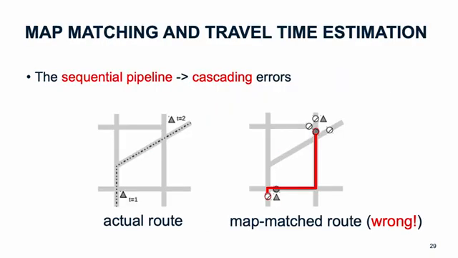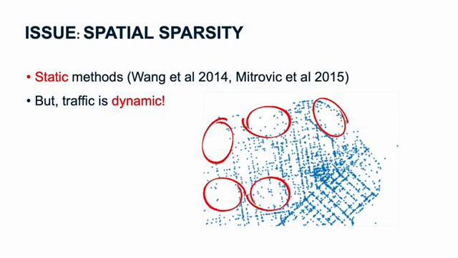Now, if you combine these two together, we can reconstruct the traffic. However, there is a problem. If the map matching algorithm produces the wrong path, this will lead to a cascading of errors, also introducing the wrong travel time for each one of the road segments. And this can cascade down the road.